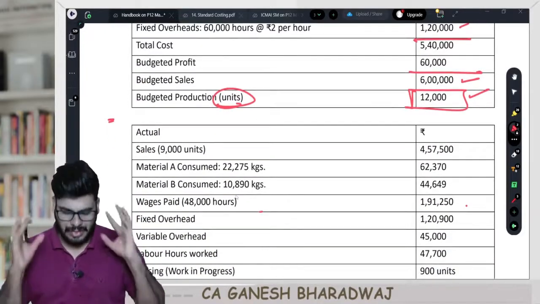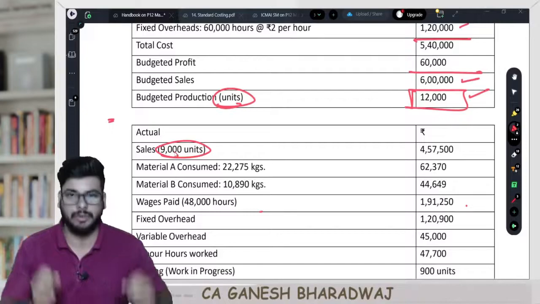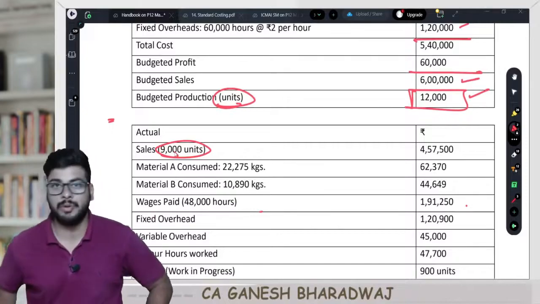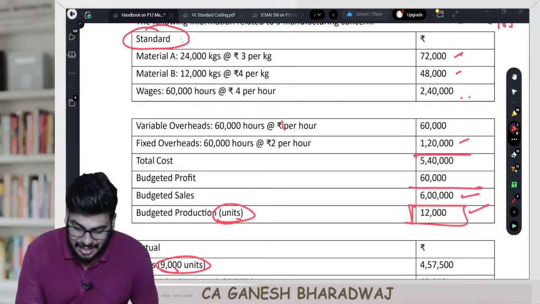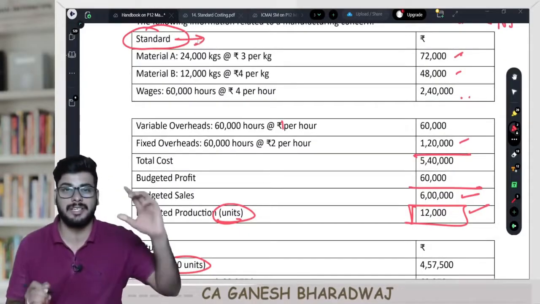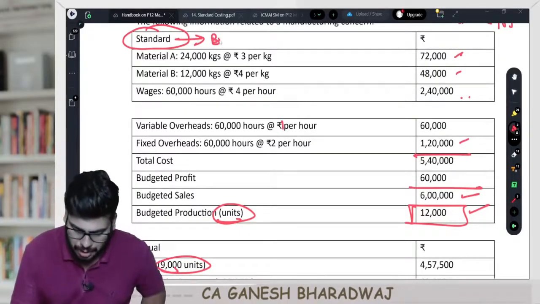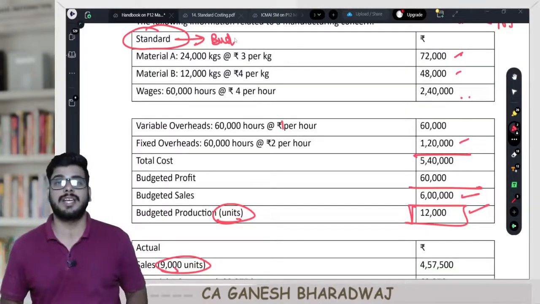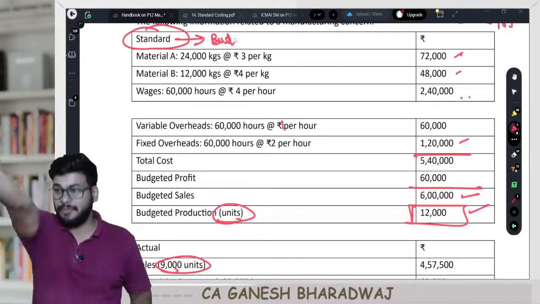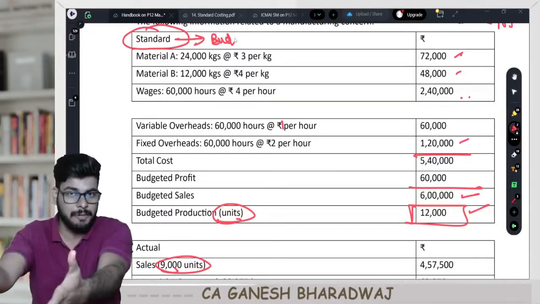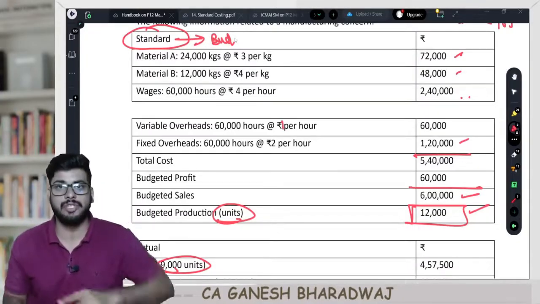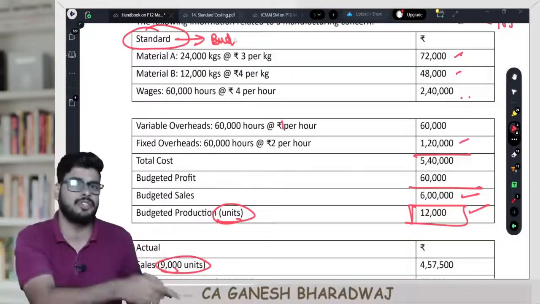Now look at this. Actual units sold is 9,000. Wait, immediately what you can conclude? Basically, this data, the word they have used is standard, but here it is actually not standard, it is budget. Why? Had it been standard data, this would have been for the actual production. For you to actually produce and sell 9,000 units, what should have been the cost you should have incurred? That's how it should have been.